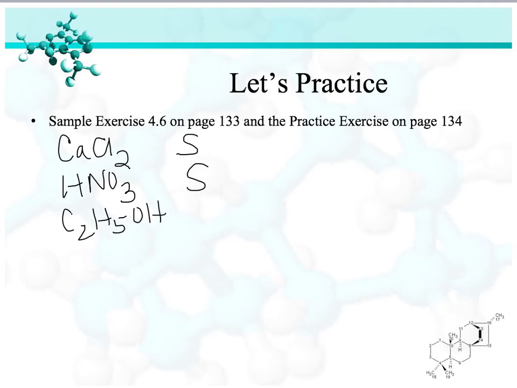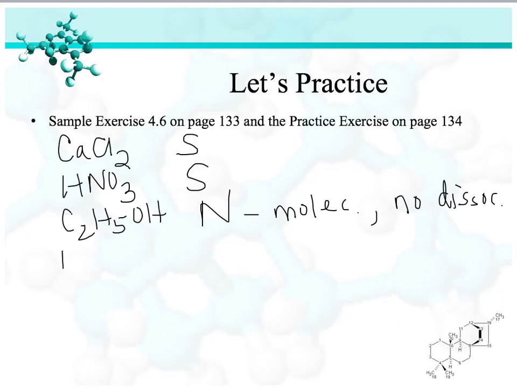C2H5OH. Well, is that ionic? Nope. So it's not a strong electrolyte. So you might say, well, is it a weak electrolyte? Well, that means it would have to dissociate. And this particular compound is classified as molecular, so that makes it a non-electrolyte because it does not dissociate, right? So no dissociation.